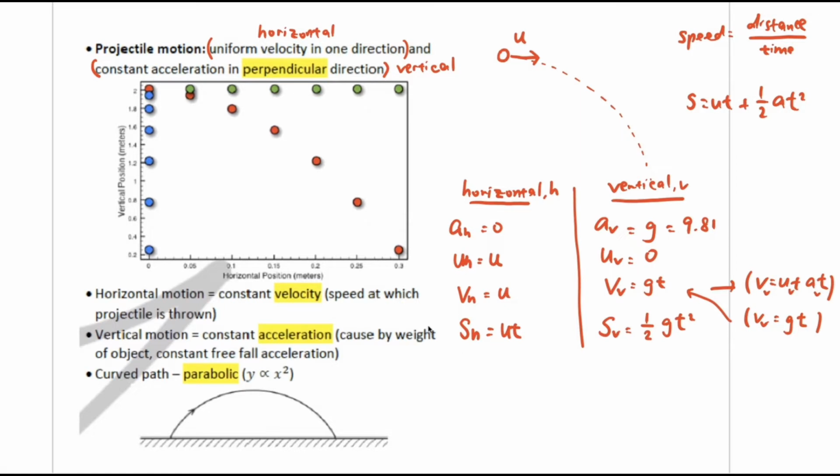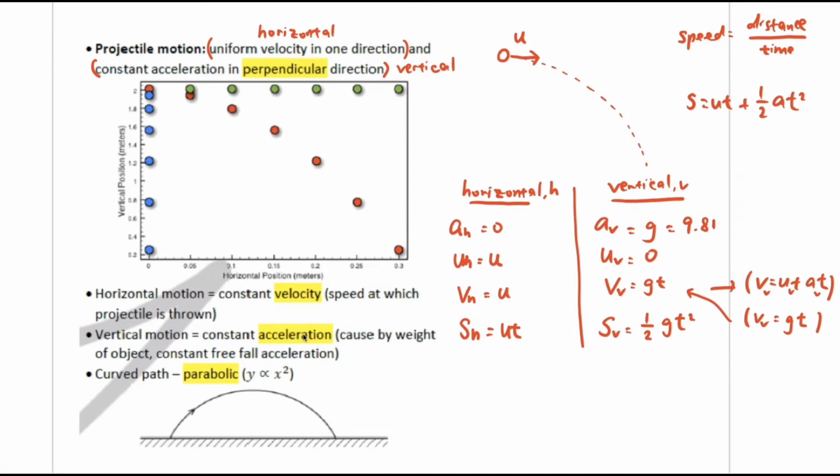So okay, we have done this part. Now let's continue with this point here. Horizontal motion, constant velocity. Constant velocity is the same. The velocity is the same speed at which the projectile is thrown. So the speed where you throw the ball, that speed will remain until the end in horizontal.